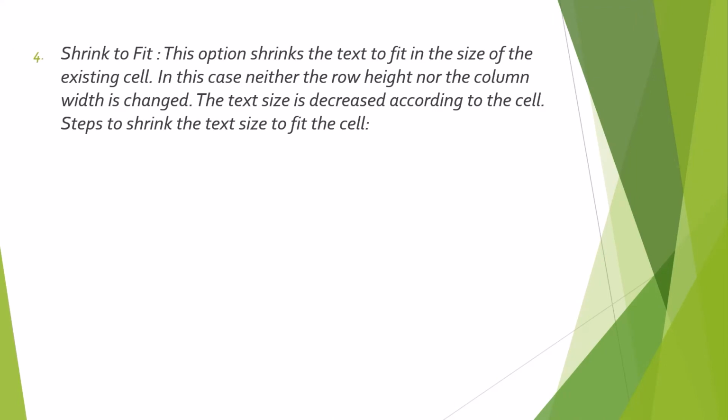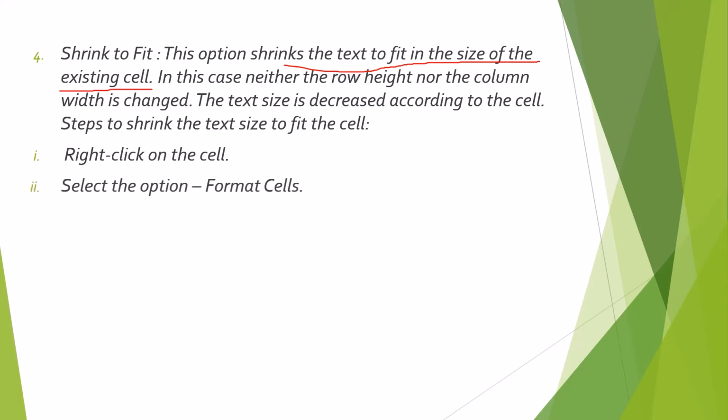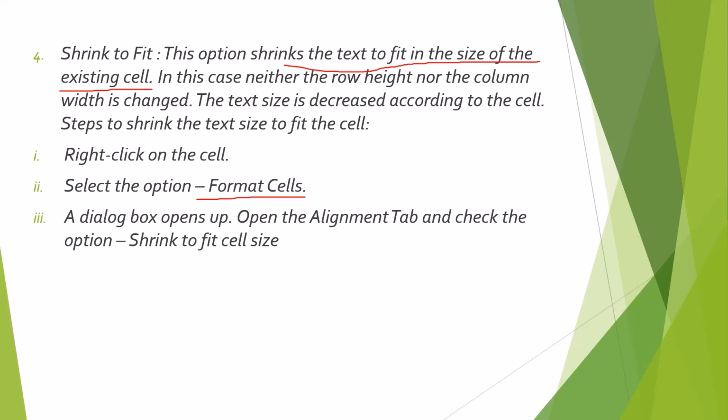Shrink to fit. When we use this feature, the text can fit in the size of the existing cell. This means we need not change the row height and the column width, but simply the text size will decrease and it will fit in the existing cell size only. How to do it? To shrink the text size, first of all right click on the cell, then select the option Format Cells. After that, a dialog box will open up. You have to open the Alignment tab. Then you have to check the option Shrink to fit cell size.